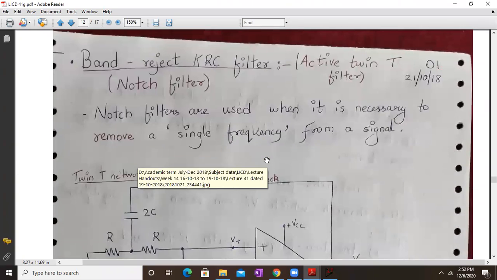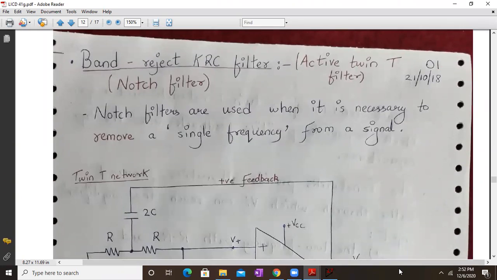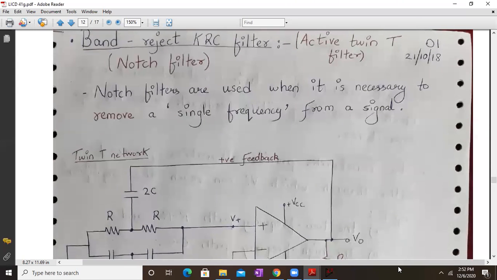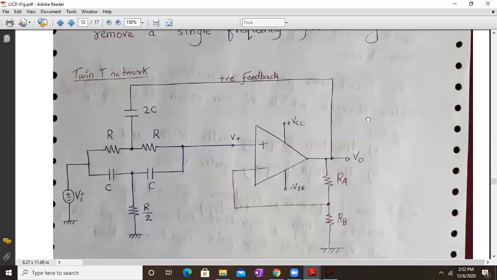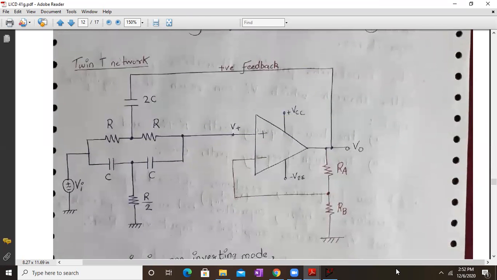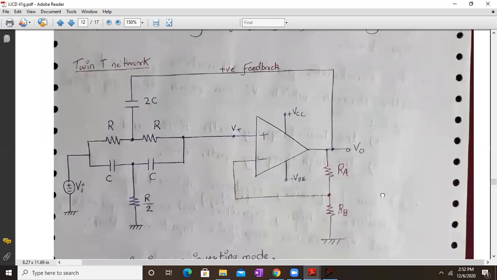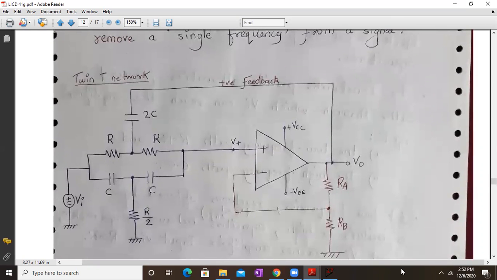So the next topic is the band reject KRC filter, also called the active twin T filter or notch filter. Notch filters are used when it is necessary to remove a single frequency from a signal. Here is our twin T network, where your op-amp is connected in the non-inverting mode, and it has a twin T.